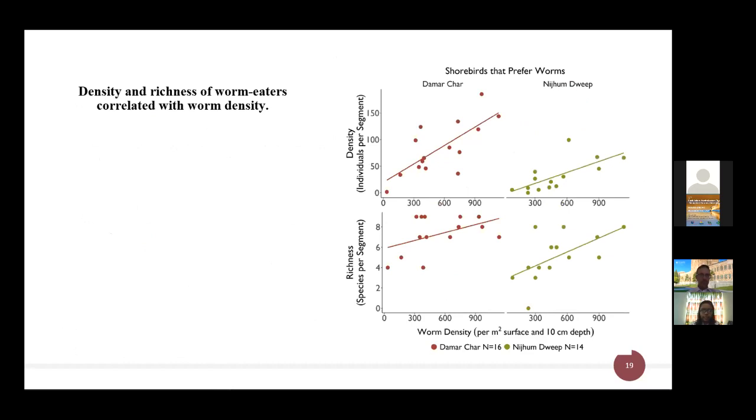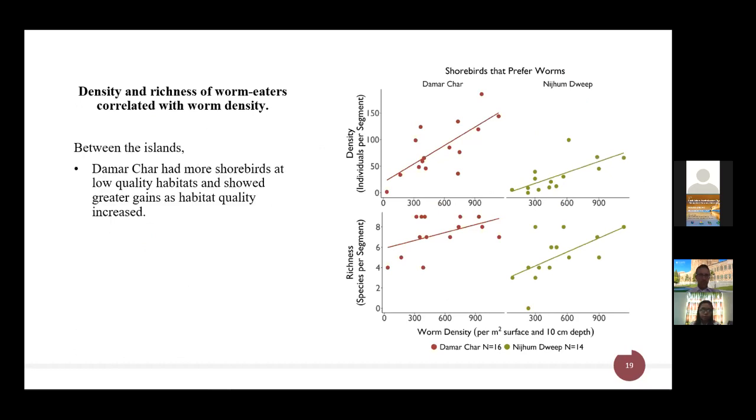As density and richness of worm eaters correlated with worm density between the islands, we found that Domature had more shorebirds at low quality habitats and showed greater gains as habitat quality increased. And also, both islands had 2 to 4 species more in high quality habitats than the low quality.